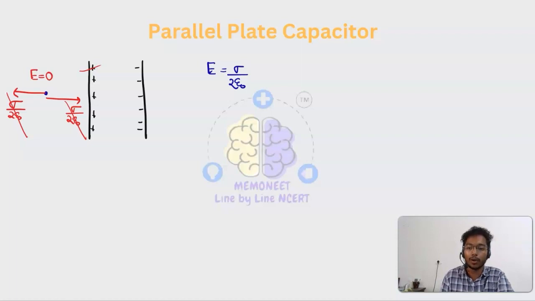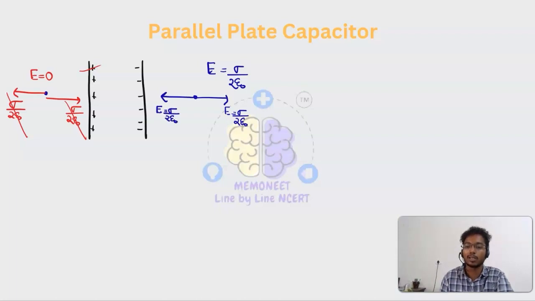Likewise, let's find out the electric field here. For the positive plate, the electric field will be in this direction, that is E equal to sigma upon 2 epsilon naught, and for the negative plate, it will attract in the same direction, with the same quantity, that is E equal to sigma upon 2 epsilon naught.